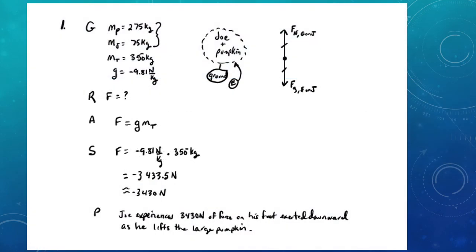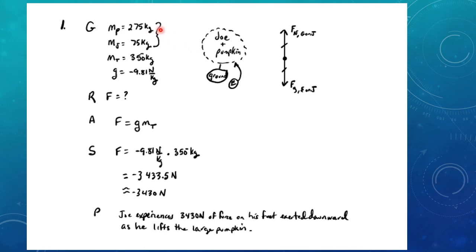Here is the solution, and I have set this particular question up by GRASP. I went ahead and did a system schema, so I included both Joe and the pumpkin as the entire system. The ground is acting on Joe, holding him up with the support force, and the earth, of course, is pulling him down. Here is my force diagram. Basically, normal force up, force of gravity down, both on Joe and on the pumpkin.